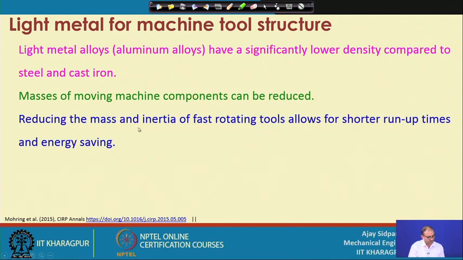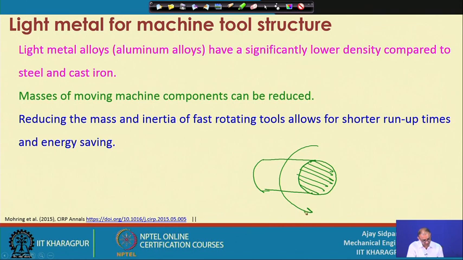So, reducing the mass and inertia of the fast rotating tool allows a shorter run up time and energy saving. So, what does it mean? Suppose you have a solid body, okay, and you want to rotate it.